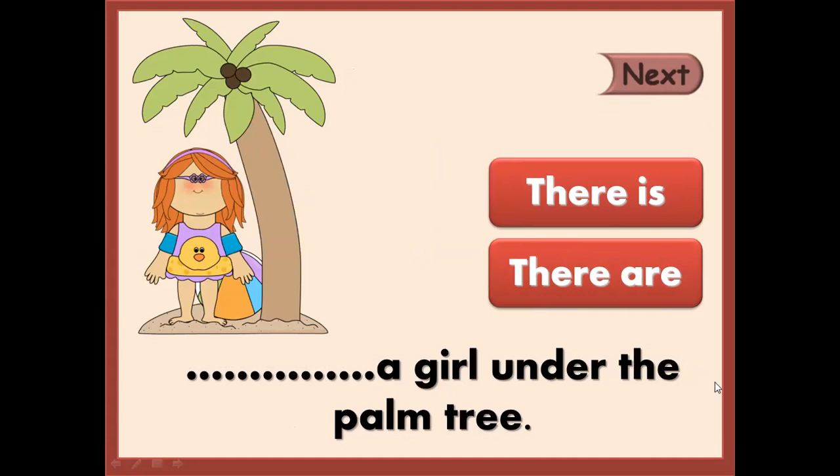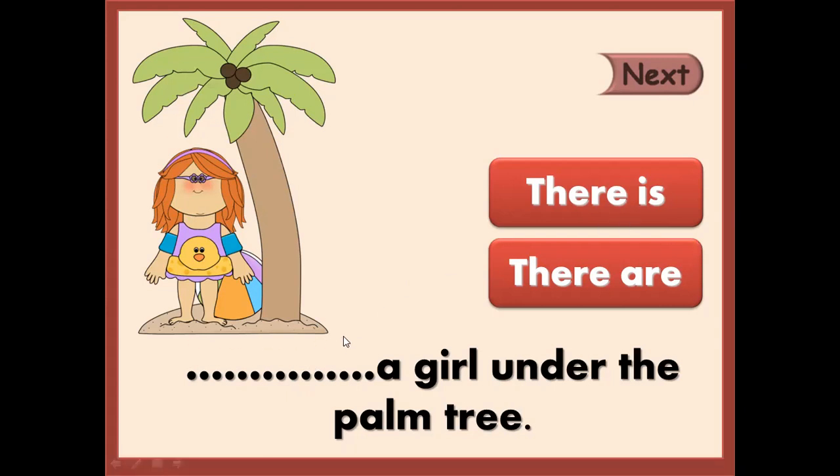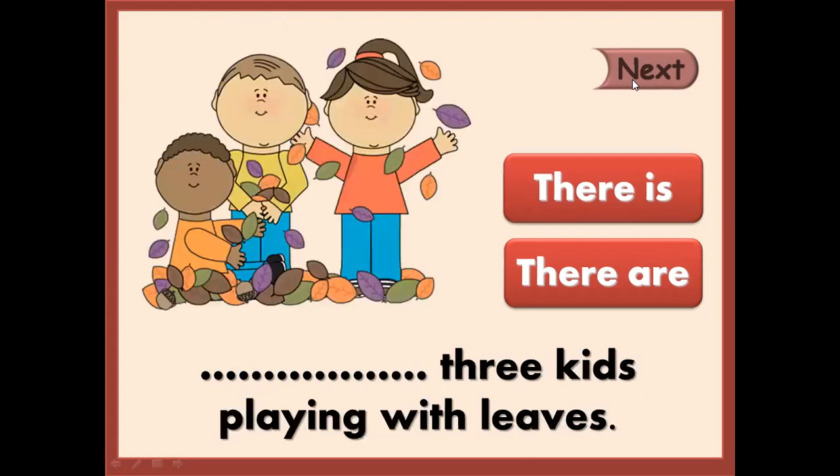A girl under the palm tree. There is or there are? What are we going to use for a girl? Abdul Aziz Al Malki. Yes. There is a girl. There is a girl under the palm tree. Good. Okay.